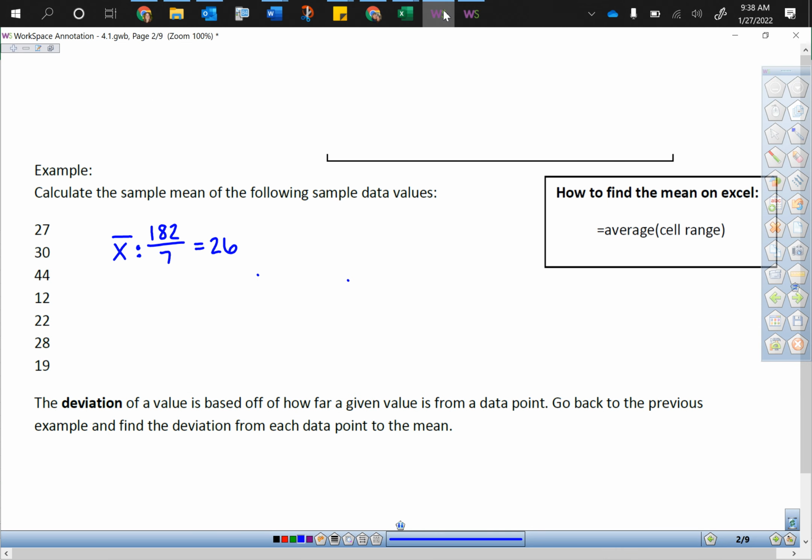Now the next thing we're going to talk about is deviation. It says the deviation of a value is based off of how far a given value is from its data point. Go back to the previous example and find the deviation from each data point to the mean. Deviation is another way of saying how far, what's the distance from this point to the mean? How far off are they? So, to find the deviation, I'm just going to come over here.